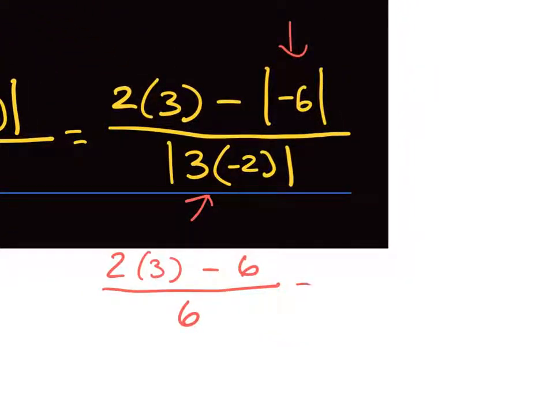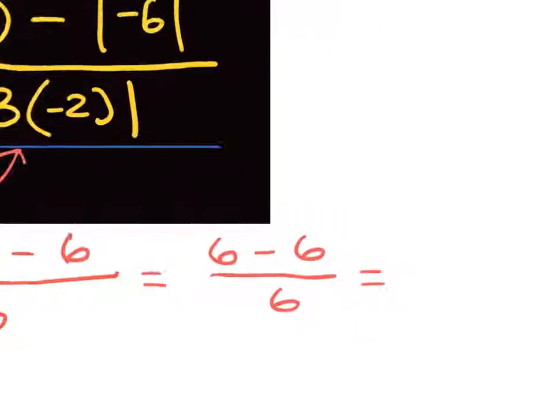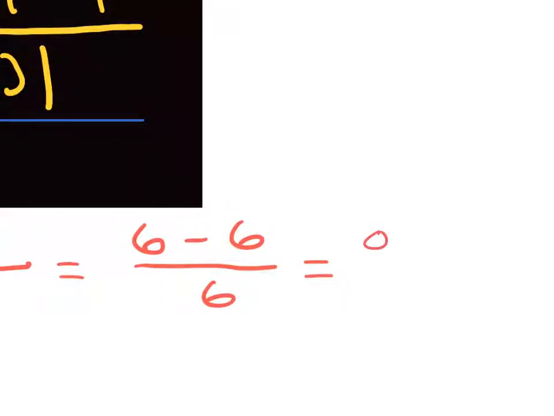All right. On top, 2 times 3 is 6. Minus 6 all over 6. 6 minus 6 is? What is 0 over 6 the exact same thing as? 0.